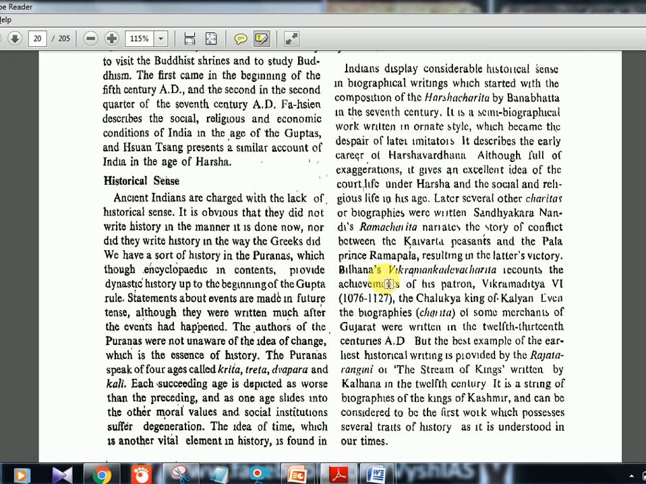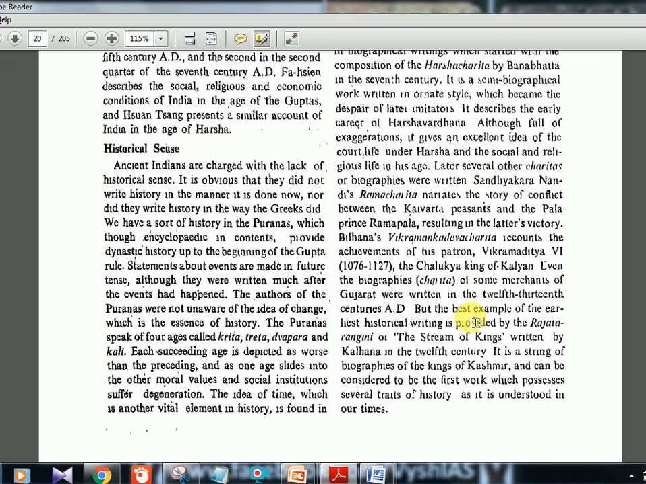Then Bilhana wrote Vikramankadeva Charita. This is about Vikramaditya VI of the Chalukya dynasty, the Chalukya king of Kalyan. His details are only there in Bilhana's Vikramankadeva Charita. Why is this important? Because there is another name you will learn, Kalhana. Kalhana wrote about the kings of Kashmir, that stream of kings, called Rajatarangini. It is a biography of the kings of Kashmir. So Kalhana is Rajatarangini, Bilhana is Vikramankadeva Charita, Sandhyakara Nandi is Ramacharita, and Harsha Charita is by Banabhatta. These four names they can put as options.